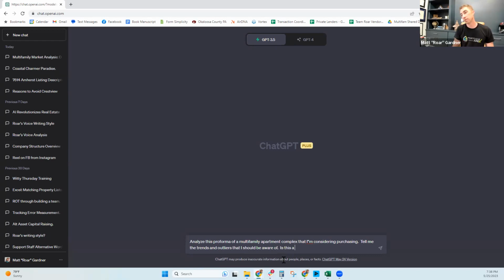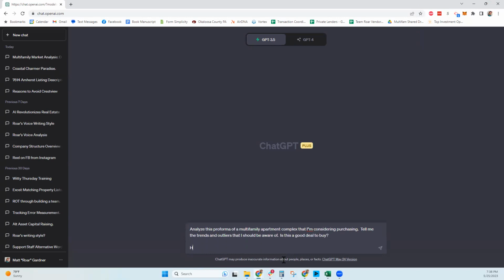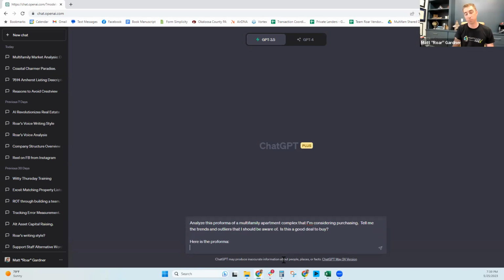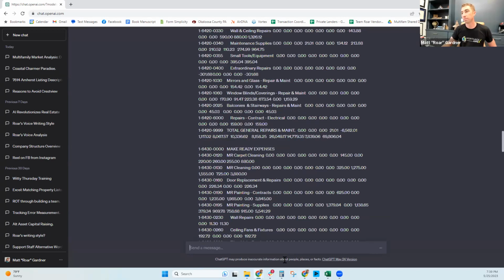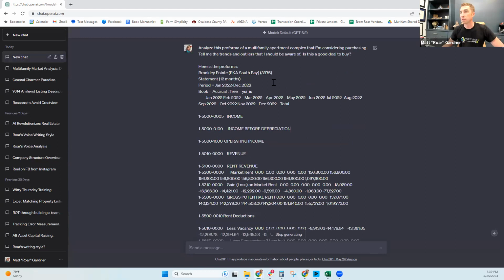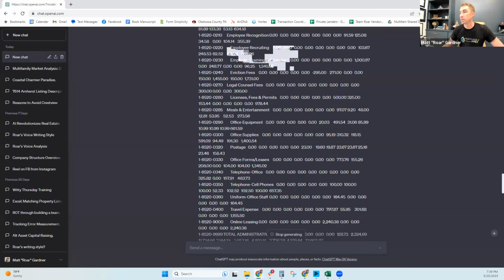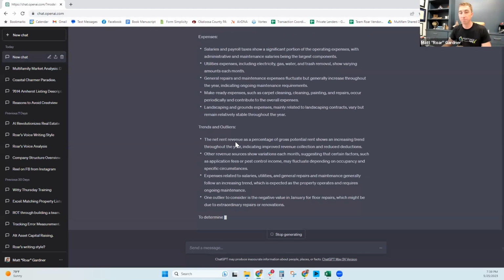Is this a good deal to buy? Here is the pro forma. I think this is going to be too much data, because this is a pretty large T12. Oh, no, it worked. Okay, cool.